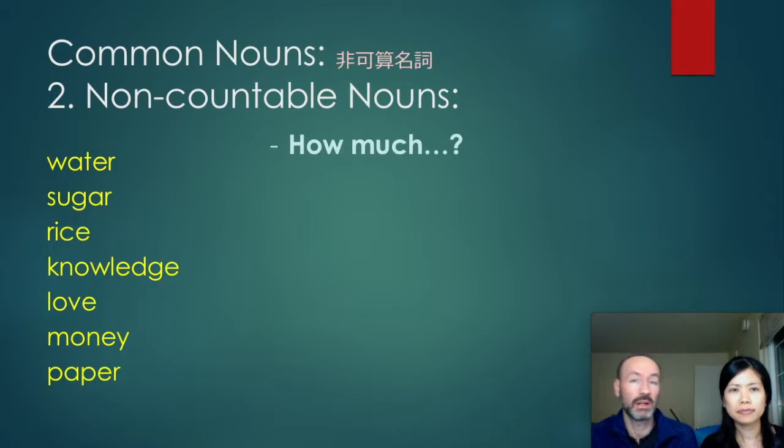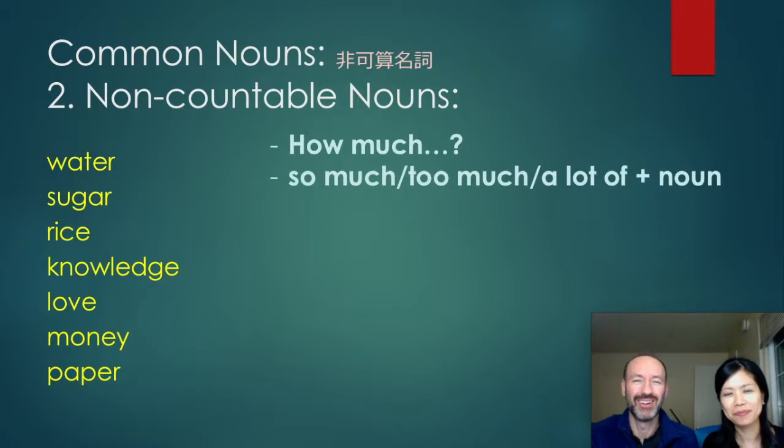So again, here are the common quantifiers we use. How much? How much water do you drink every day? Two cups of water. Maybe you should drink more. You might be thirsty. Not so much in that case, right? So we can use so much or too much and a lot of also with this one, okay? With non-countable nouns, when asking about quantity, you always start with how much. With countable nouns we used many, but with non-countable nouns it becomes much. But a lot of is the same. You can use it with both.